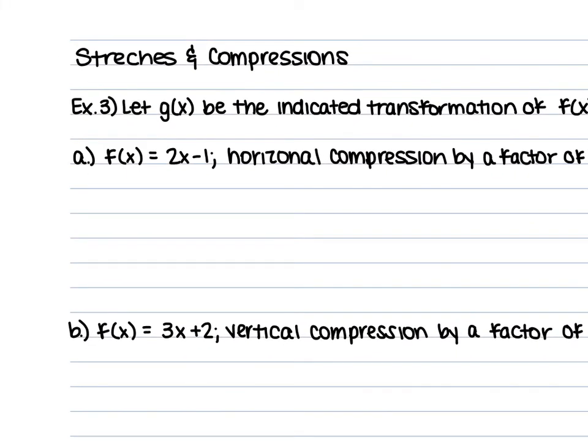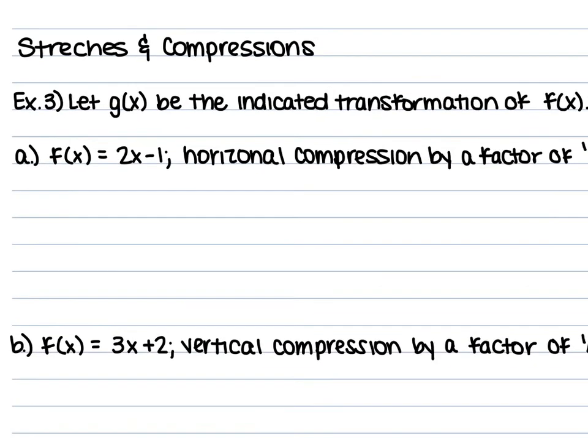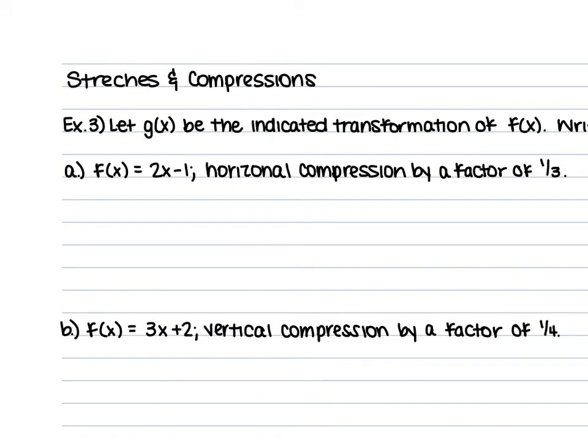So if we look at example A, we're starting with f of x is equal to 2x minus 1. So we have a vertical stretch of 2 units, and then it's going down 1 unit. Now we're adding a horizontal compression by a factor of 1/3. So this 1/3 is going to turn into a 3, and we're going to put that in front of the x inside parentheses. So this is going to be g of x is equal to 2 times 3x minus 1.